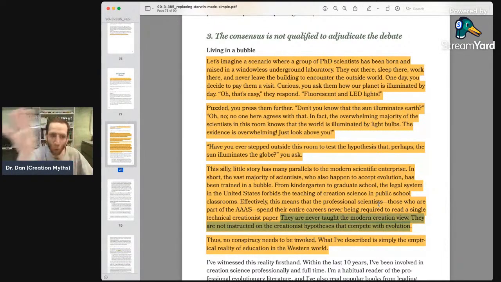Let's just say there's the self-aware wolves thing going on here, right? Like he's this close to getting it. He's this close and just misses it entirely, right? This close. But I just do want to point out here, they're never taught the modern creationist view. They're not instructed on creationist hypotheses.